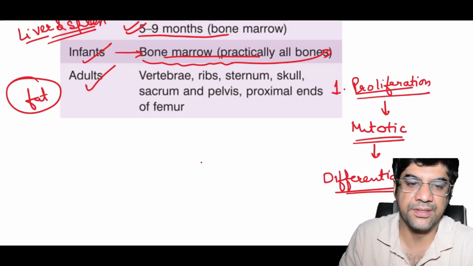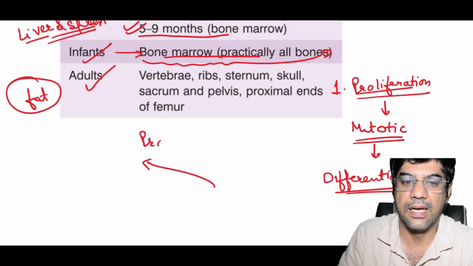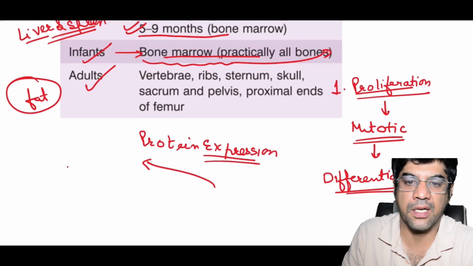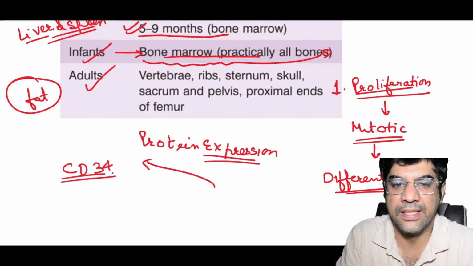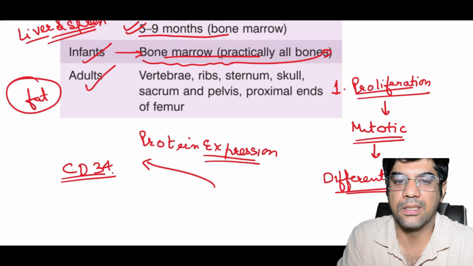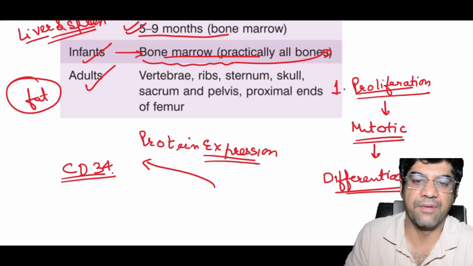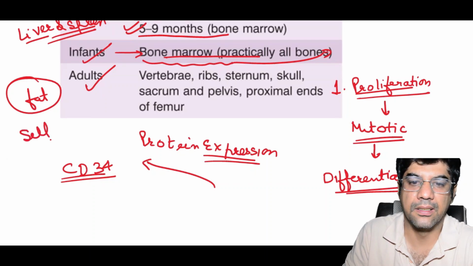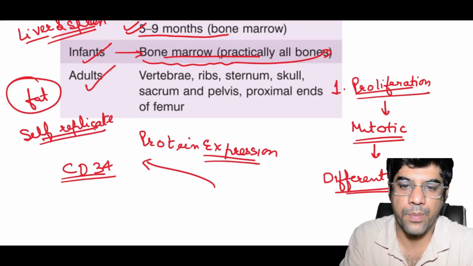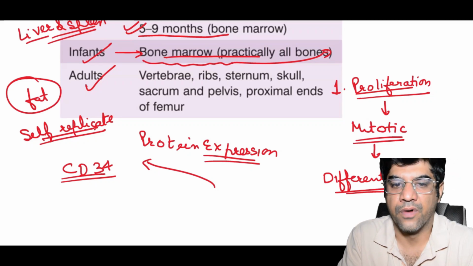Now another property of hematopoietic cells is protein expression. They have a surface marker protein, that is CD34, that is used to identify and isolate these cells. Apart from that, remember, these hemopoietic stem cells have the ability to self replicate, maintaining their population throughout life. This property gives them the ability for lifetime production of blood cells and recovery after injury.